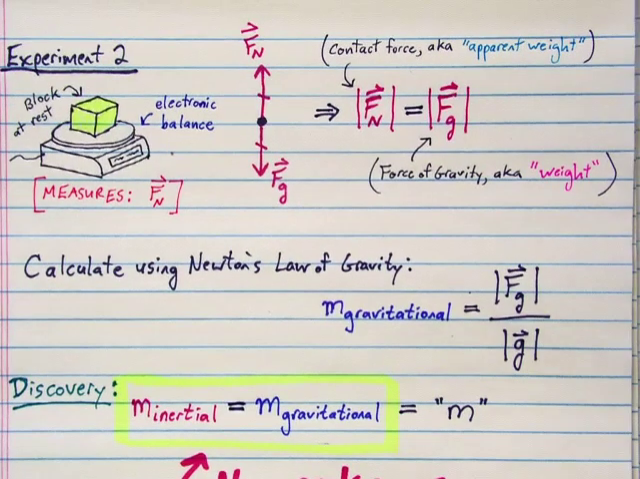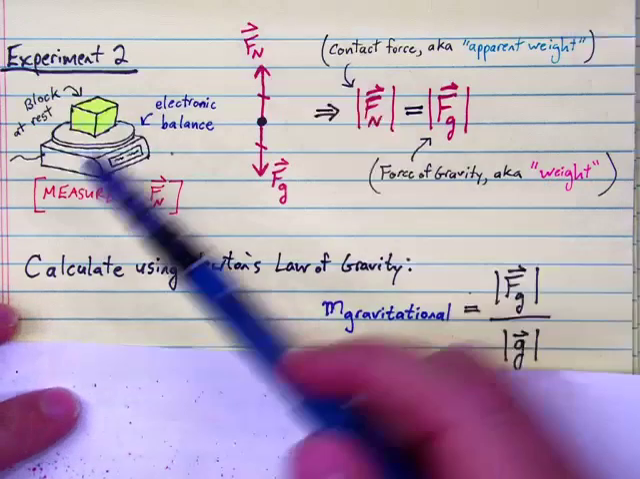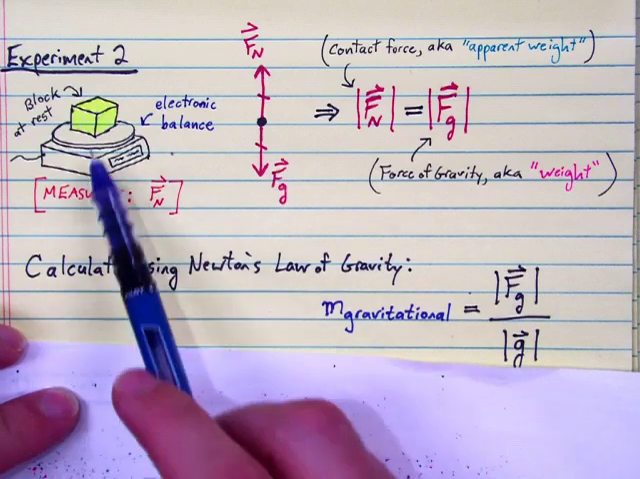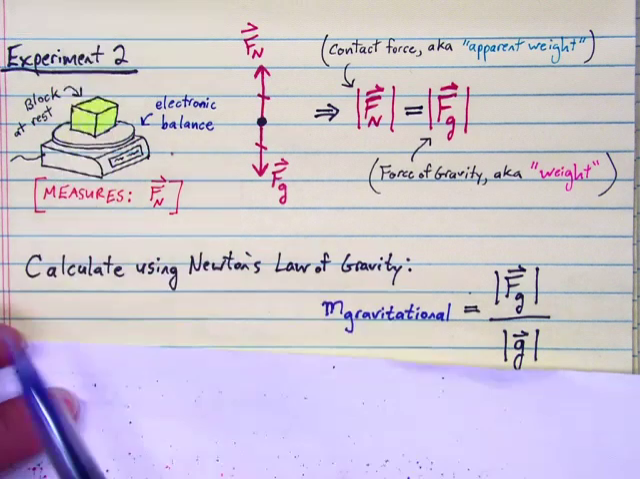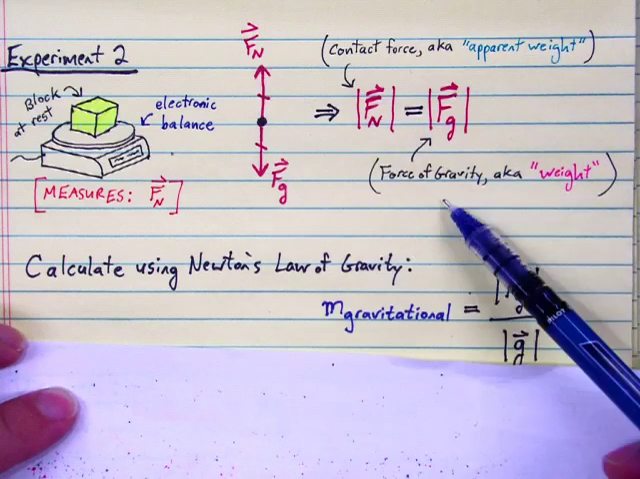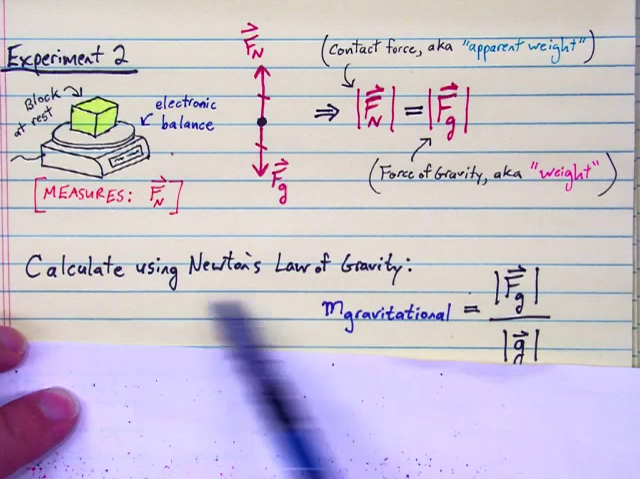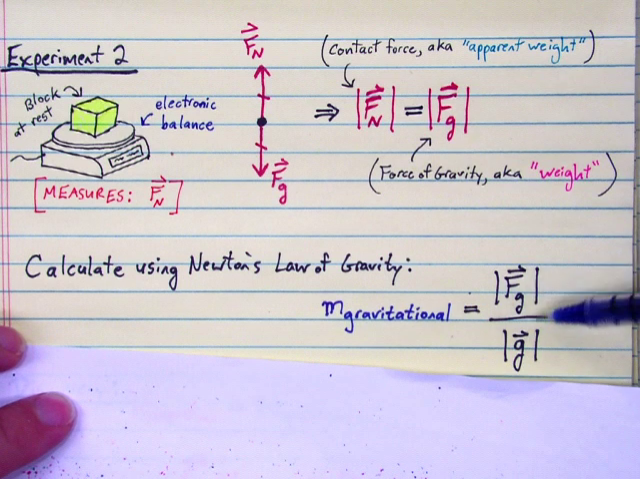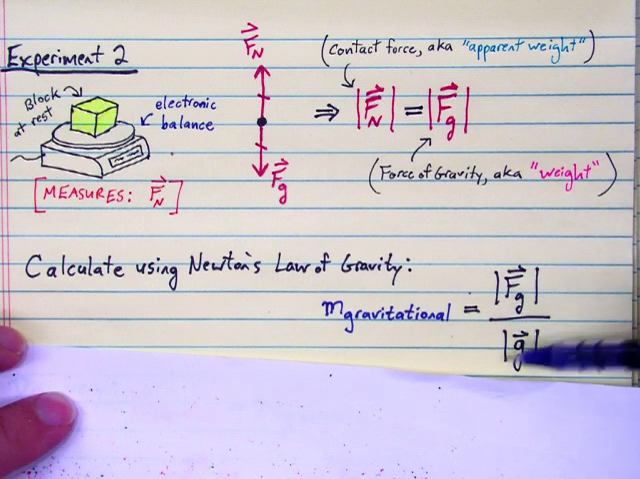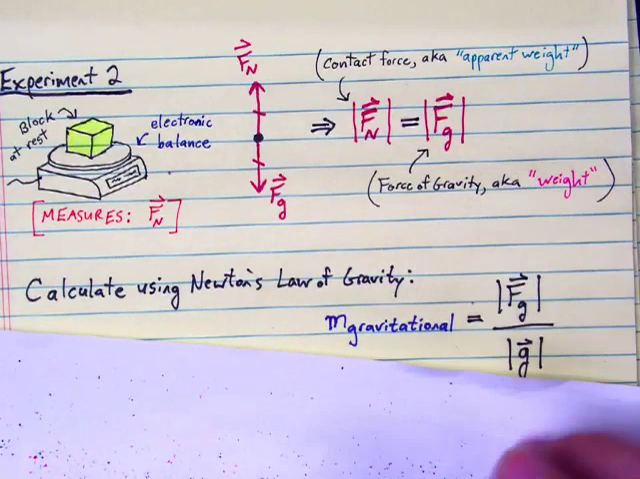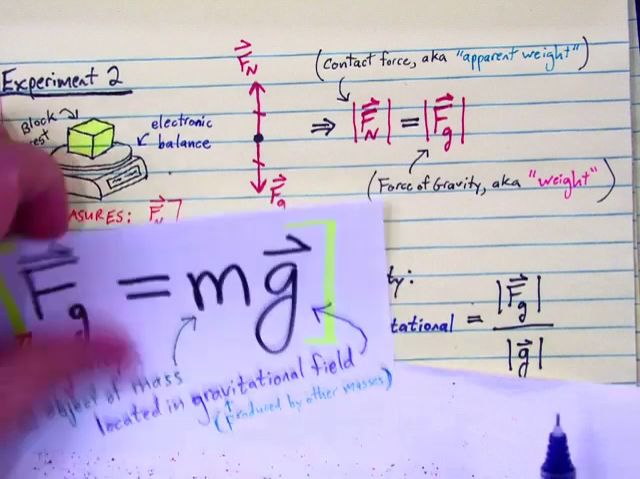Experiment two, we'll take the same block and just place it on a scale. I'm placing it on an electronic balance here. The readout is going to tell us the magnitude of the normal force acting on the block, the contact force from the plate pushing up on the block. But since the block's at rest, of course, the normal force is equal to the force of gravity. In other words, the apparent weight of the block is equal to the weight of the block. And then Newton's law of gravity tells us that we can calculate this property, the gravitational mass, by dividing the magnitude of the force of gravity by the known magnitude of the gravitational field. In other words, divided by the gravitational field strength, little g, right here. Right there, we are using the law of gravity.